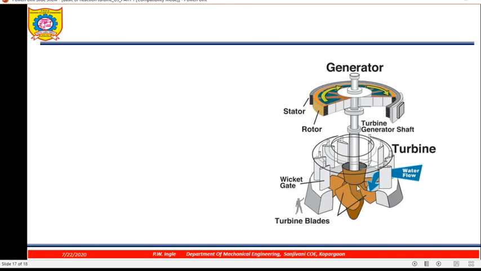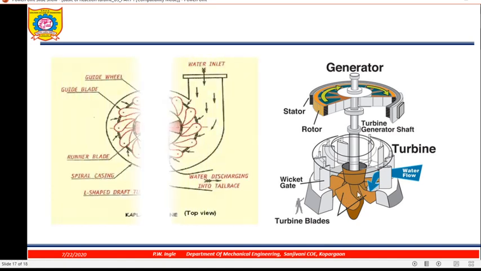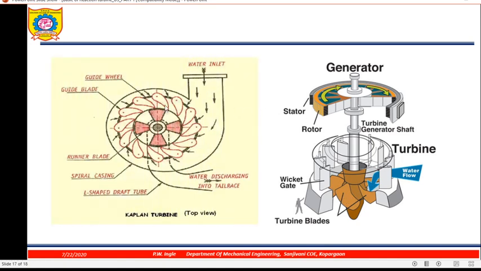These are the guide vanes, and then it will flow in axial direction. Sorry, these are guide vanes, wicket gate or guide vane, and these are the buckets of runner. You can see here. These are guide vanes and this is runner.